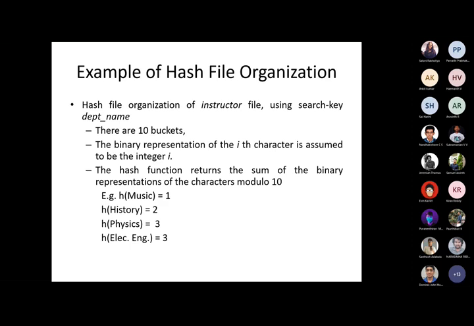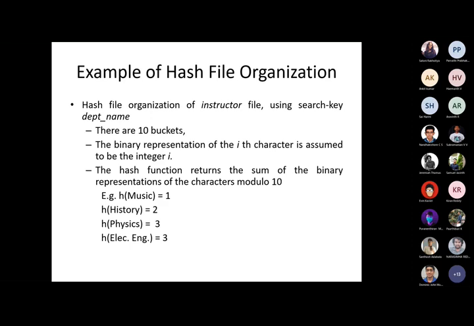So here we have a hash function which returns the sum of the binary representation of the characters modulo 10. For making things simple, let us assume that the music department belongs to bucket 1. So hash of music is going to be 1, hash of history is equal to 2, hash of physics is going to be 3, and hash of electrical engineering is going to be again 3, right?